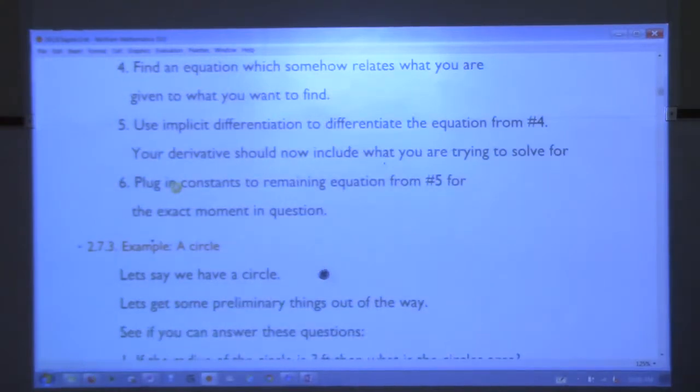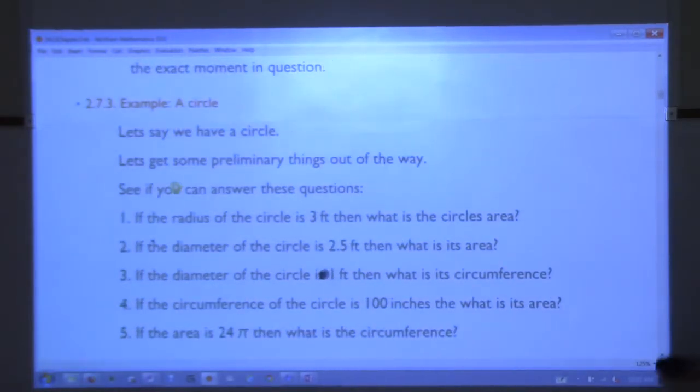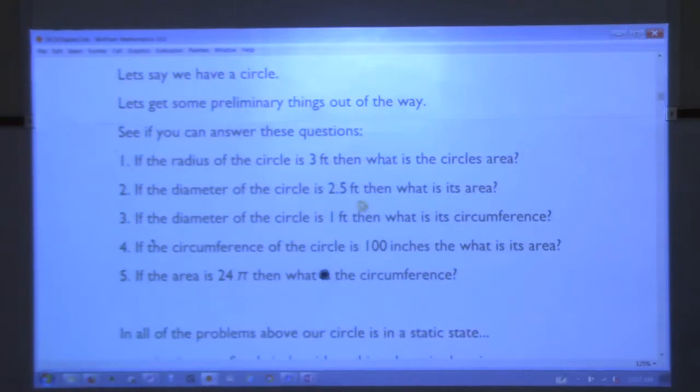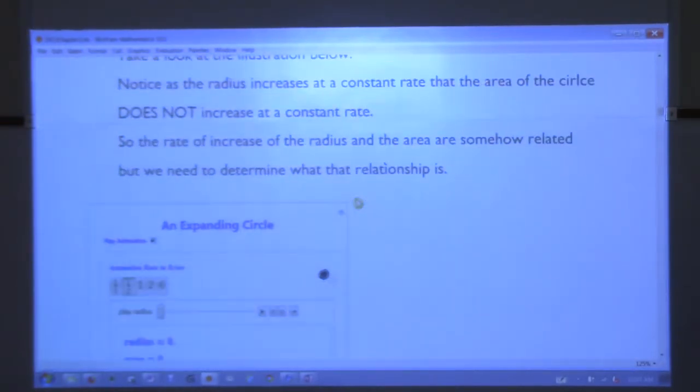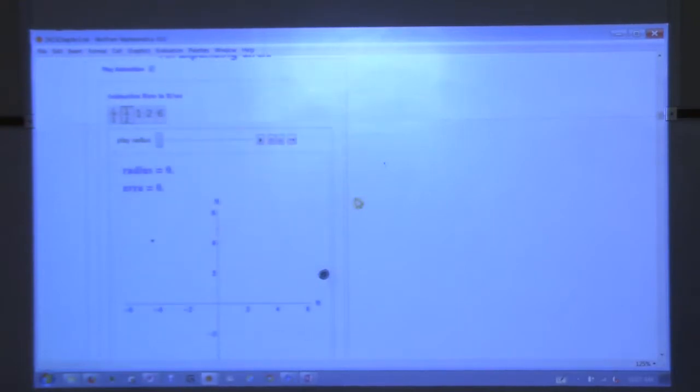All right. Let's say we have a circle. Here it is. Here's a circle.